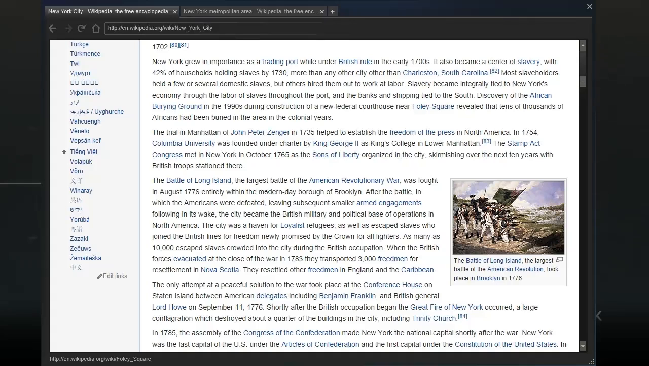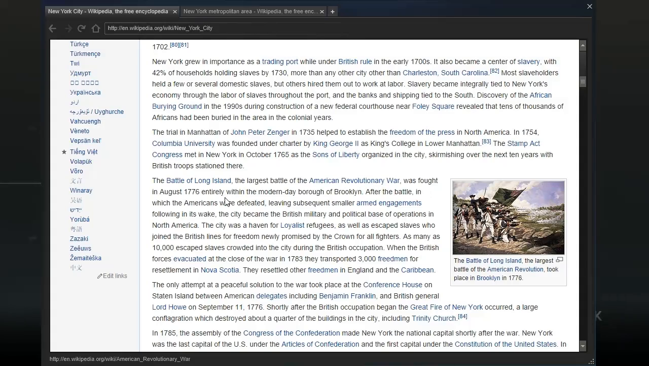The trial in Manhattan of John Peter Zenger in 1735 helped to establish the freedom of the press in North America. In 1754, Columbia University was founded under charter by King George II as King's College in Lower Manhattan. The Stamp Act Congress met in New York in October 1765 as the Sons of Liberty organized in the city, skirmishing over the next 10 years with British troops stationed there.